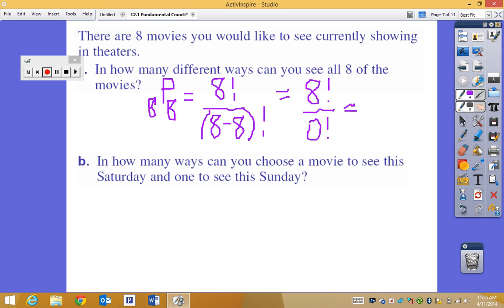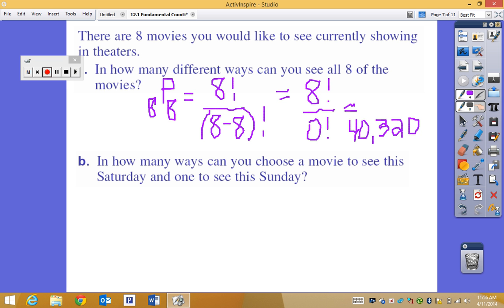So if you plug 8 factorial into your calculator, remember you press the 8, then the math button, arrow over to probability, and then select factorial. That's going to come out to be 40,320 different ways that I can see those movies.